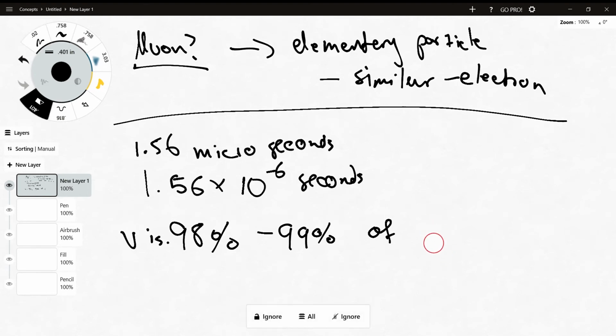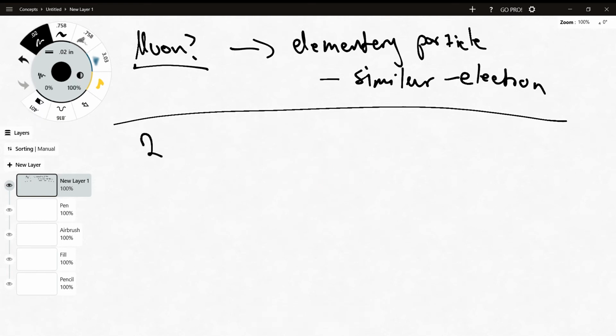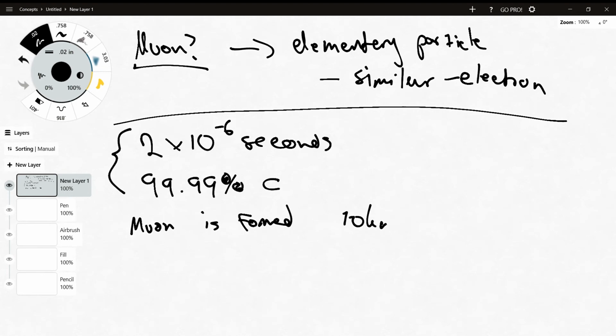But for the purposes of our video, we're going to use some simplified values to ease our calculations a bit. We're going to say we have 2 times 10 to the minus 6 seconds, and we're going to say we're traveling at 99.99% of c, so we can see some of the exaggerated effects that are slightly easier to calculate. Now, what we say in this experiment is a muon is formed 10 kilometers above the surface of the Earth.